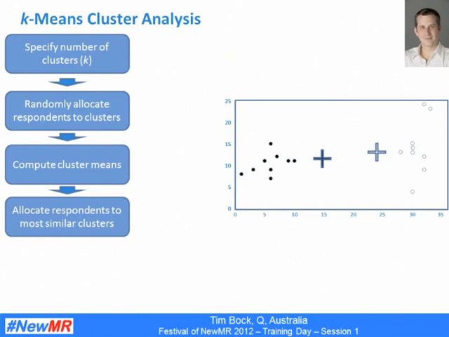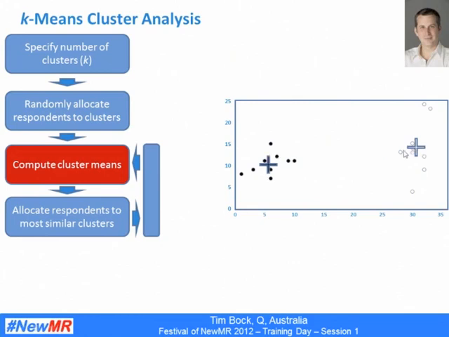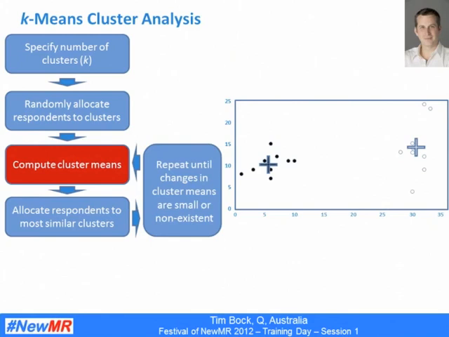And having reallocated the respondents to the segments, the next step is to go back and recompute the cluster means, because you can now see that this black cross isn't in the middle of all of the black data points, and so we need to move this mean into the middle, and similarly we need to move the mean from the white dots into their middle as well. And then we go to the next step and try and reallocate people to the most similar cluster. In this case here, there's nobody to move. They're already all allocated to the most similar cluster. And we can keep going through this process of computing the cluster means and reallocating people until the means don't change, which has occurred here.